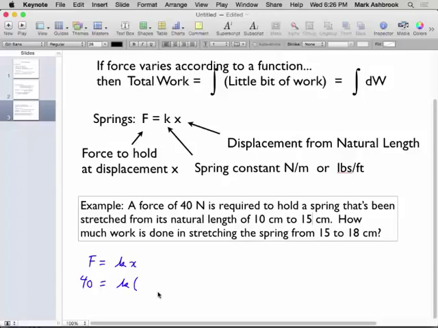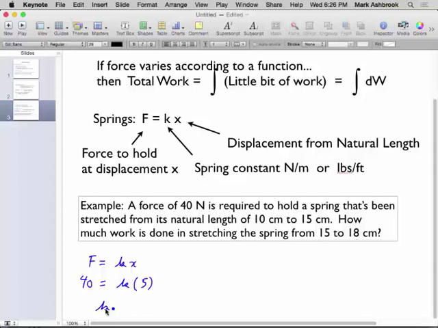So we can go two directions with this. We could change this centimeters to meters and work all in newtons and meters, or we can stick with centimeters, and then we just know that our spring constant K is in terms of newtons and centimeters. So let's just do the second version. Either will work as long as you keep your units consistent. We'll go with centimeters and newtons.